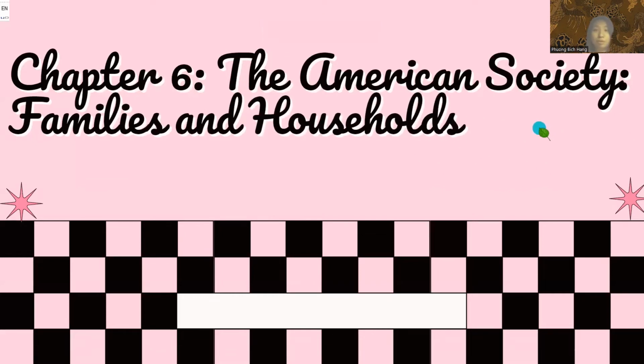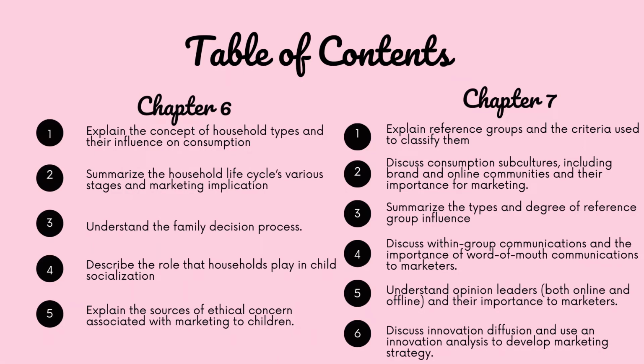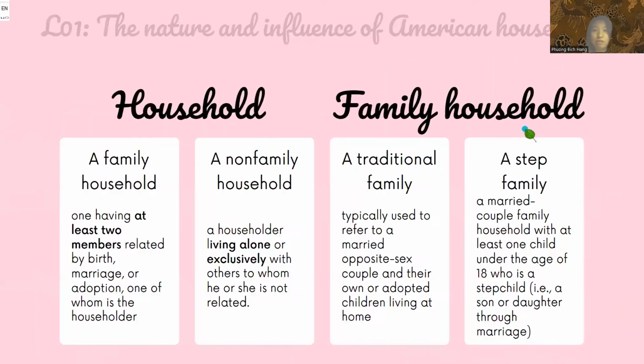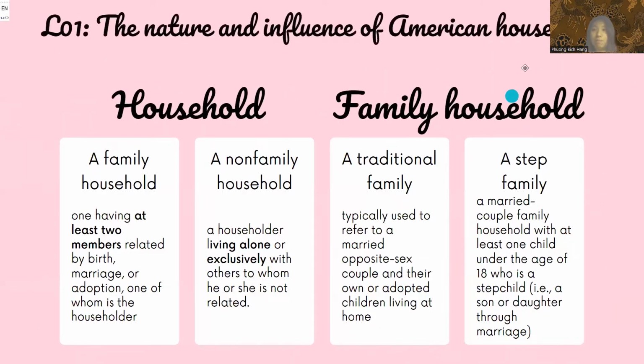Today we will cover two chapters, chapter 6 and chapter 7. So let's start with chapter 6, the American Society, Families and Households. I'm Han, and now let's begin with the first learning objective today, the nature and influence of American households.